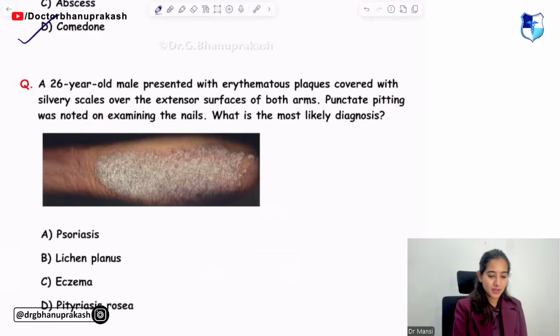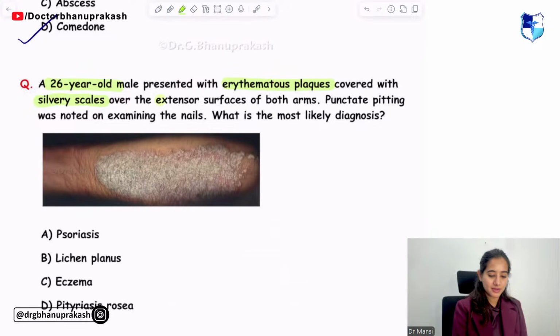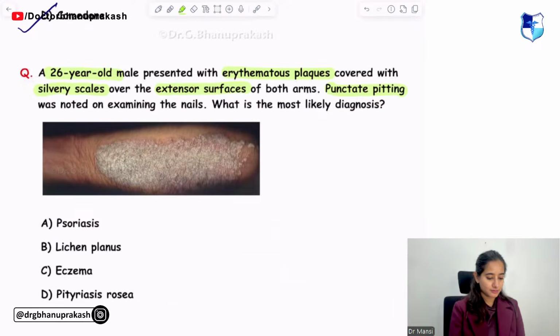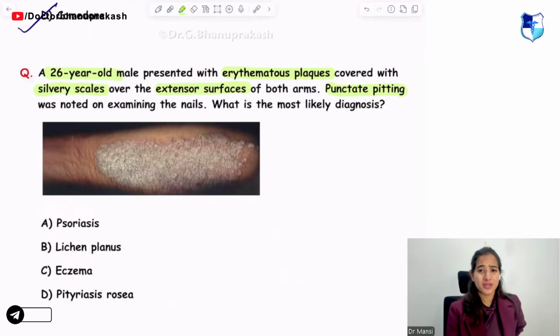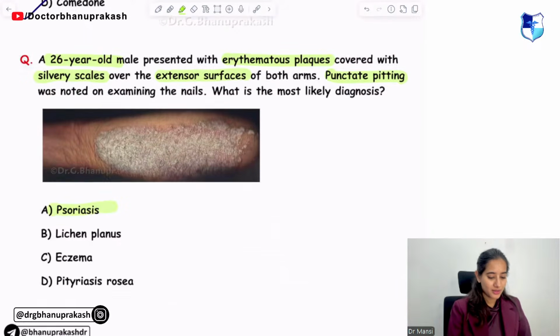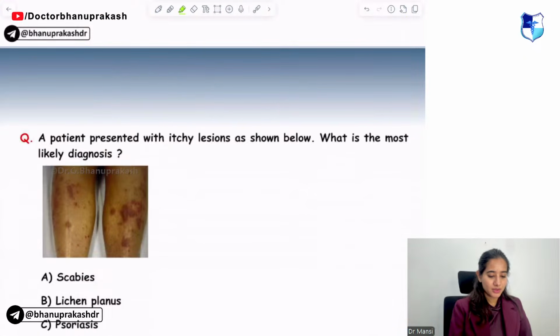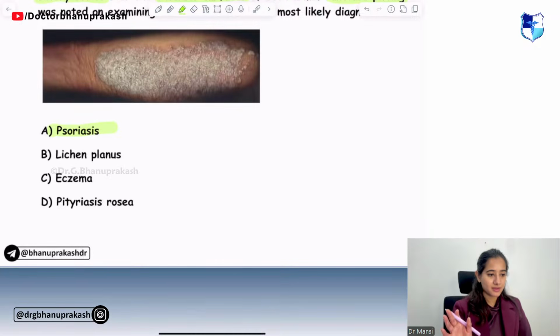Next, we see a 26-year-old male presented with erythematous plaques covered with silvery scale, which is the takeaway. And you should already have the answer. Then extensor surface. The question has already told you everything. Punctate pitting was noted on examining the nails. What is the most likely diagnosis? So everyone is good. I hope the questions which are coming in exams are very easy, so this information is sufficient for you to solve the questions. So yeah, psoriasis, everyone is right.